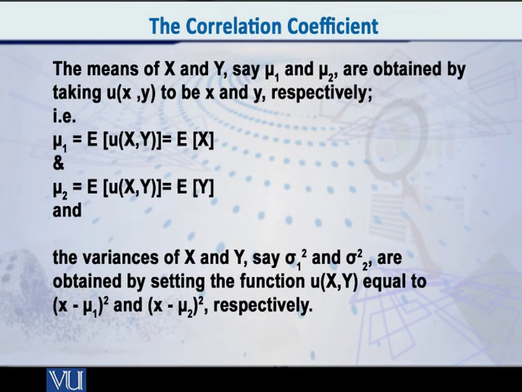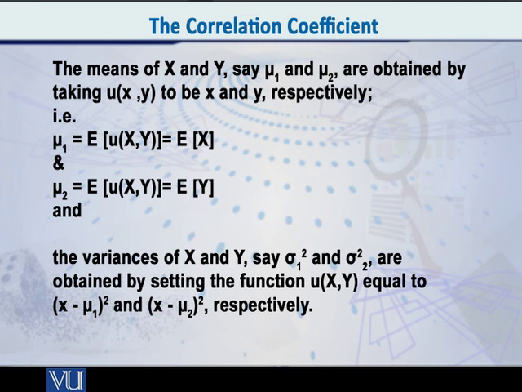If that is the case, then first and foremost, let us consider what we can do to get the mean of the random variable X and the mean of the random variable Y. If we denote expected value of X by mu1 and expected value of Y by mu2, then note that it's as simple as this: if we put the function U of X, Y equal to X, then obviously expected value of U(X,Y) will be equal to expected value of X, and that is mu1, the mean of the random variable X. Similarly, if we let U(X,Y) be equal to Y, then expected value of U(X,Y) is obviously equal to expected value of Y, the mean of the random variable Y, which we can denote by mu2.